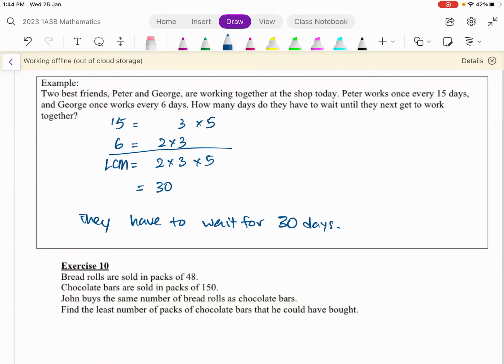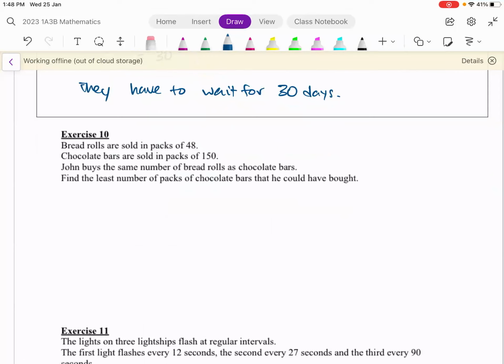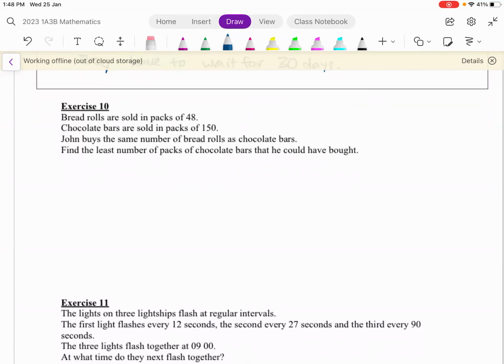How many days do they have to wait until they get to work together? Bread rolls, they are sold in packs of 48. Chocolate bars in packs of 150. He buys the same number of bread rolls as chocolate bars. Take some time, make sure you understand what's happening.